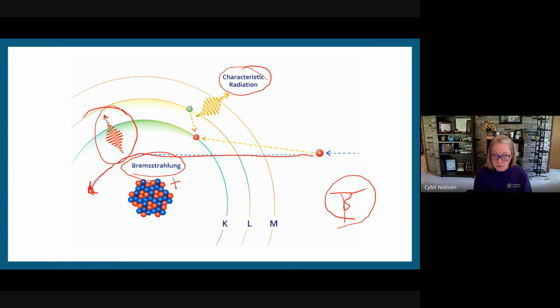Characteristic X-ray is different. The electron comes in, it repels another electron. Electron goes out of the atom. This is of the tungsten. So now another electron falls into its place. The difference in these energy, the binding energy, is given off as a characteristic X-ray.